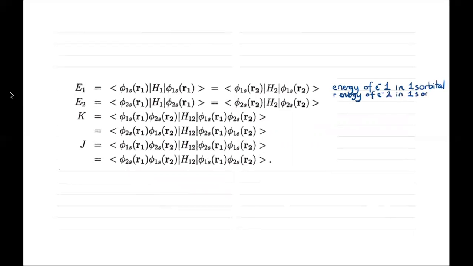And of course the energy is the same whether it's electron 1 in the 1s orbital or electron 2 in the 1s orbital. E2 is the energy of electron 1 in the 2s orbital or the energy of electron 2 in the 2s orbital. So that's straightforward.